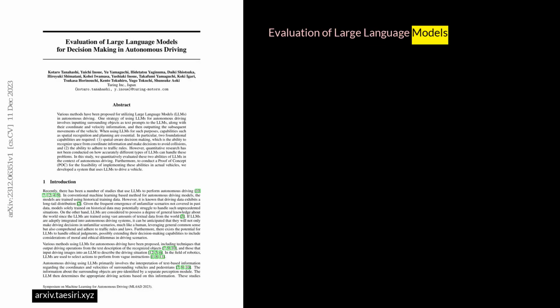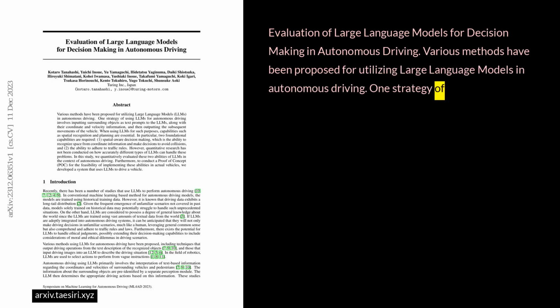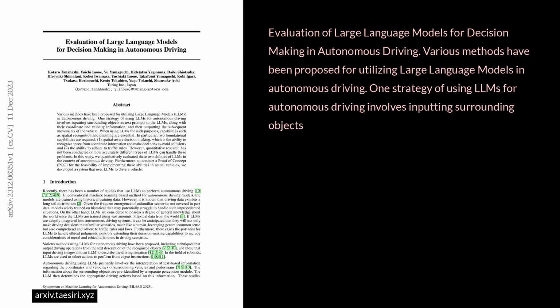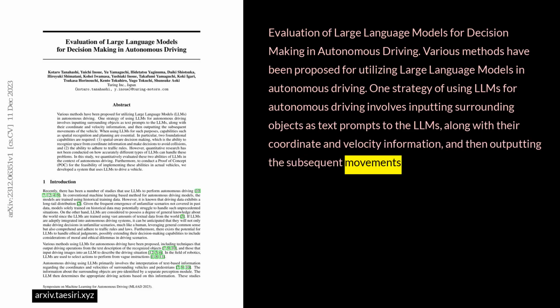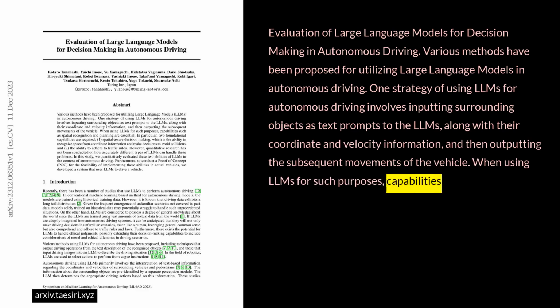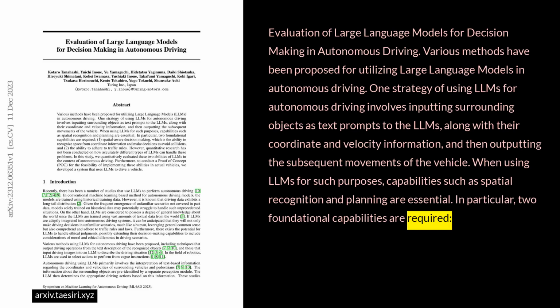Evaluation of large language models for decision-making in autonomous driving. Various methods have been proposed for utilizing large language models in autonomous driving. One strategy of using LLMs for autonomous driving involves inputting surrounding objects as text prompts to the LLMs, along with their coordinate and velocity information, and then outputting the subsequent movements of the vehicle. When using LLMs for such purposes, capabilities such as spatial recognition and planning are essential. In particular, two foundational capabilities are required.